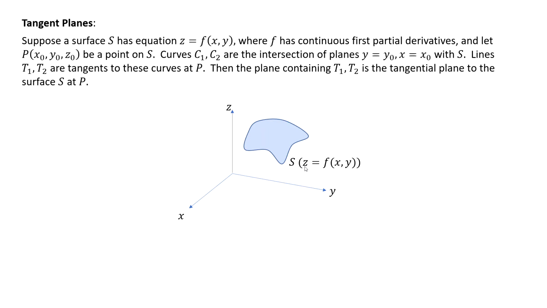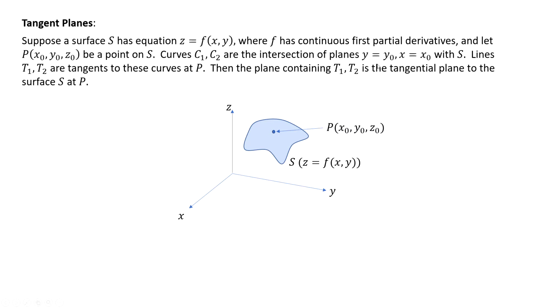That's fairly straightforward to imagine, right? There's a point on this surface. So here it is. Okay, the next part. Curves C sub 1, C sub 2 are the intersection of planes y equals y sub 0, x equals x sub 0 with S. Let's see, what in the world does that mean? Let's try to see what in the world a plane y equals y sub 0 means.